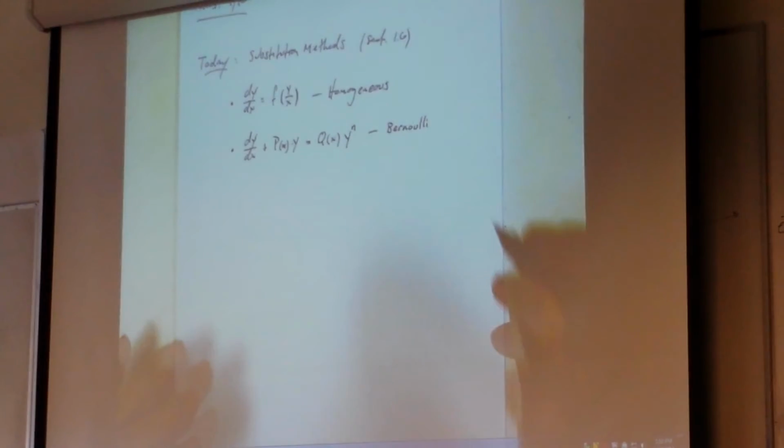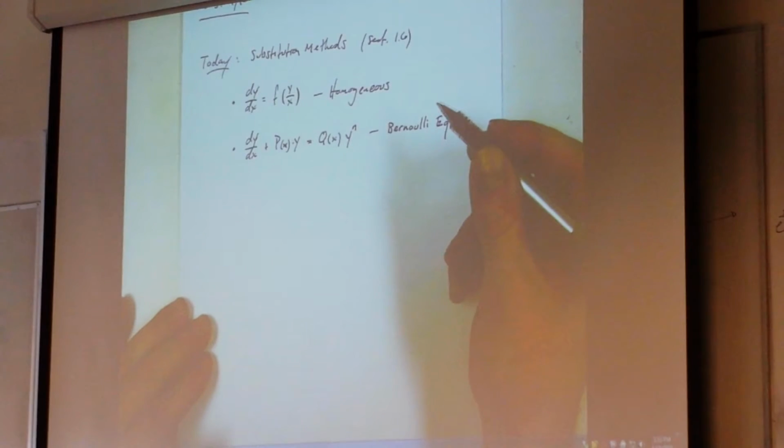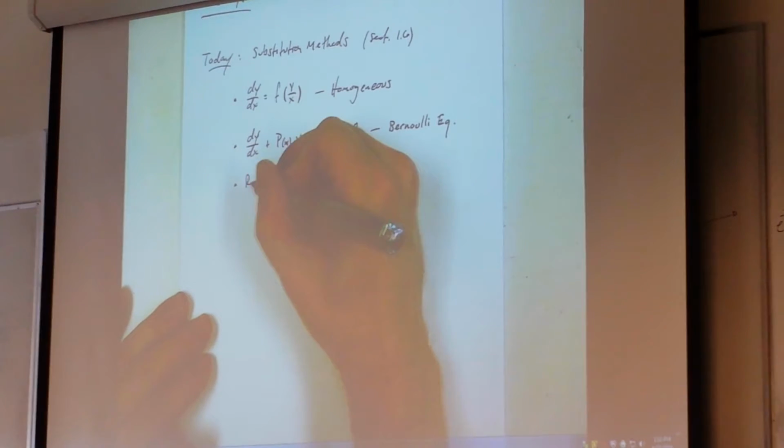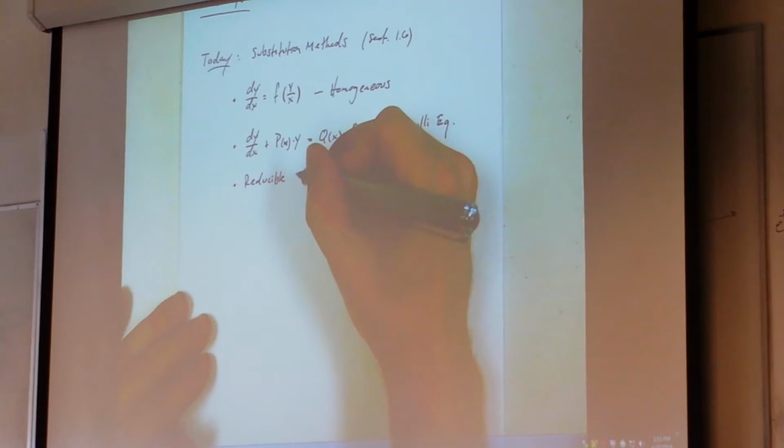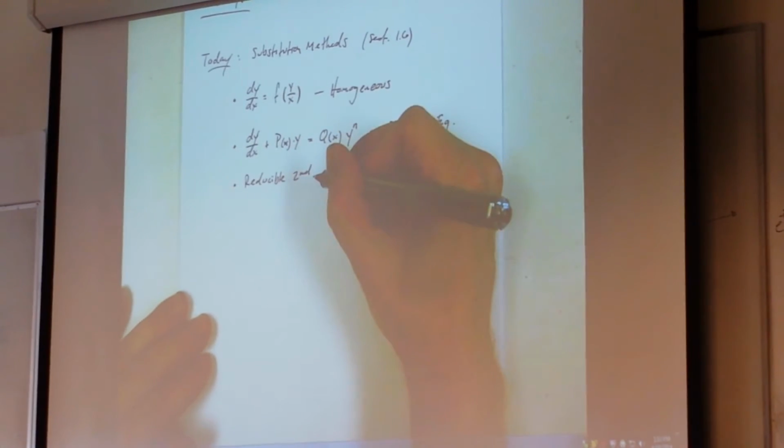So that's a Bernoulli equation. There's Daniel, Jacob, the other ones. One thing to notice, we'll talk about this when we come to it. That's a Bernoulli equation. Also, we'll do an example of a reducible second order differential equation, our first foray into second order differential equations. Okay?